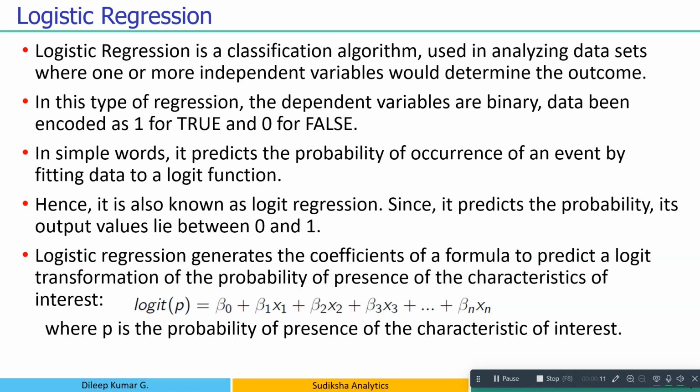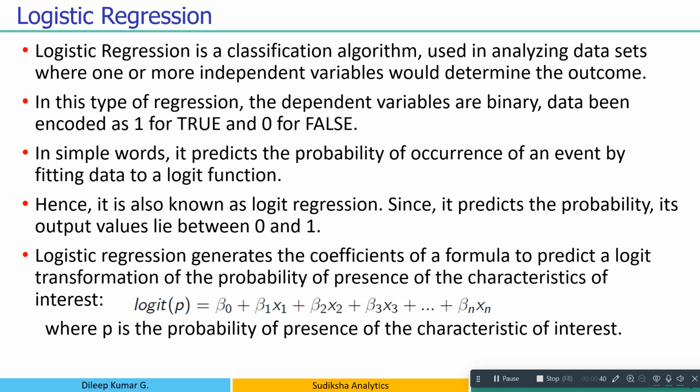As I explained in the previous class, one type of machine learning technique is supervised machine learning. Supervised machine learning means in training data you have a target variable, and if that target variable is object type or string type, then we go for classification. If it is continuous type, we go for regression. So logistic regression is used for classification, not for regression.